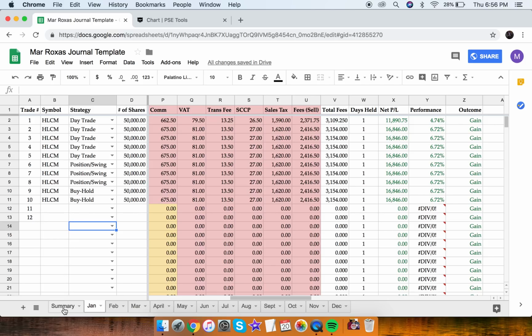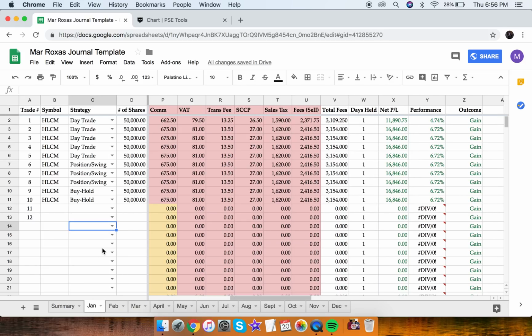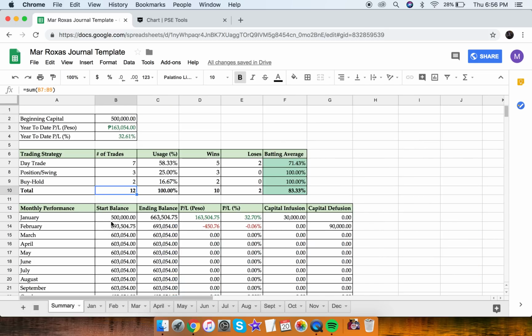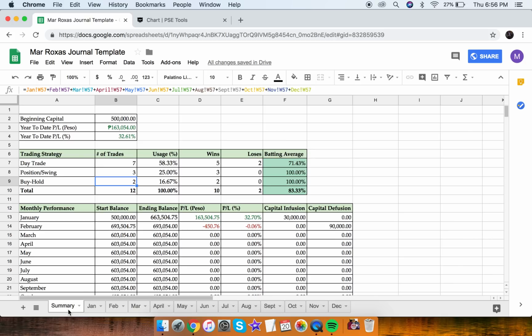Okay? So, ngayon, ika-capture yan ngayon ng summary tab natin. So, that is a total of 12 trades, 10 coming from January and 2 from February. Sabi natin, we have 7 day trades, 3 position slash swing, and 2 buy and hold. Ngayon, makikita din natin how many losses and how many wins yung trade strategies na ginamit natin.